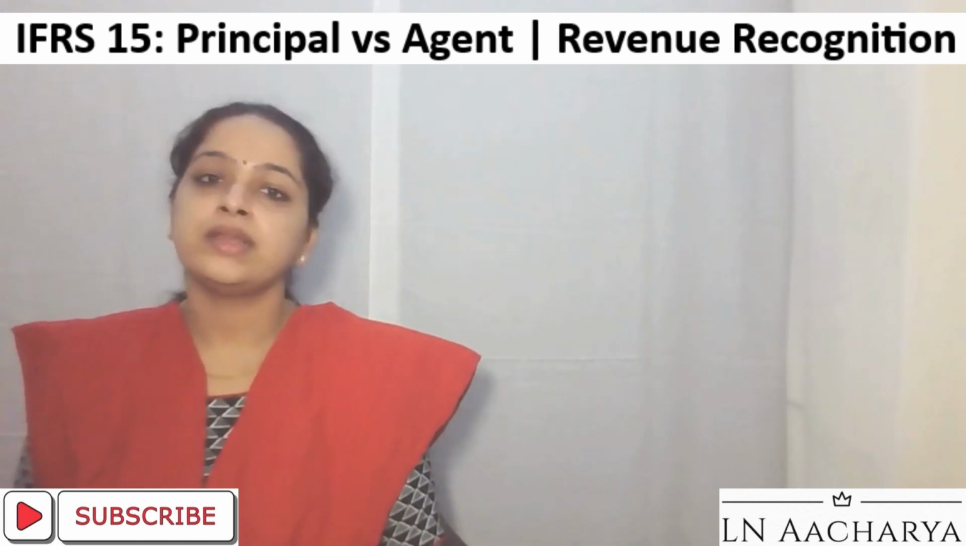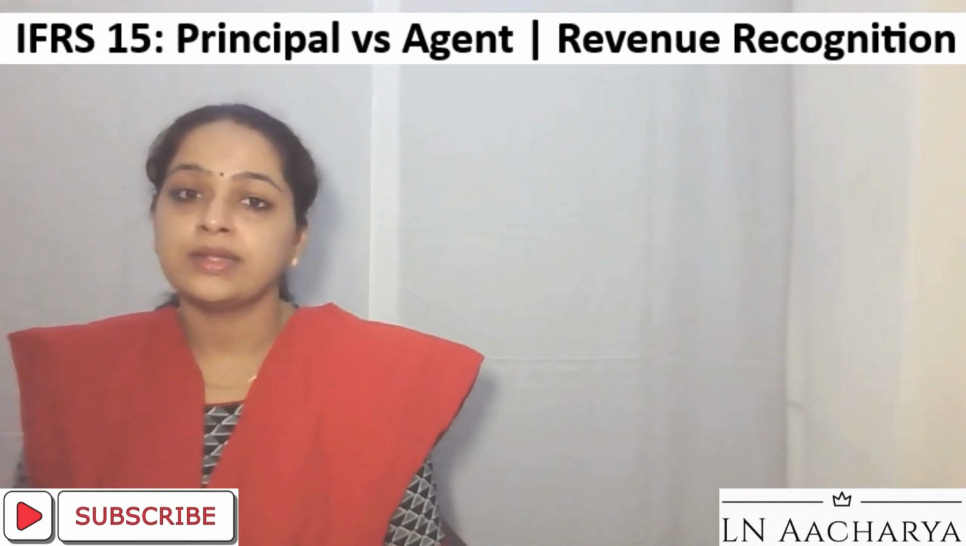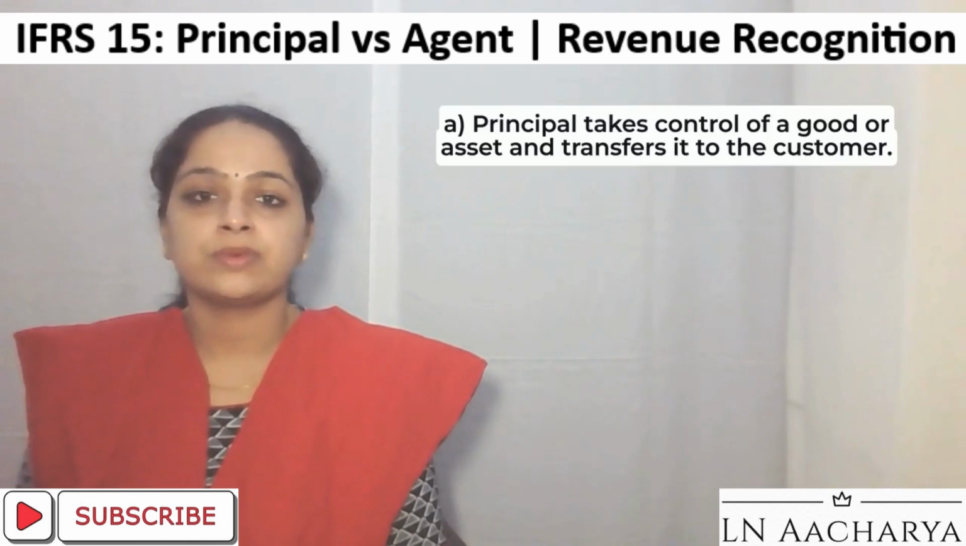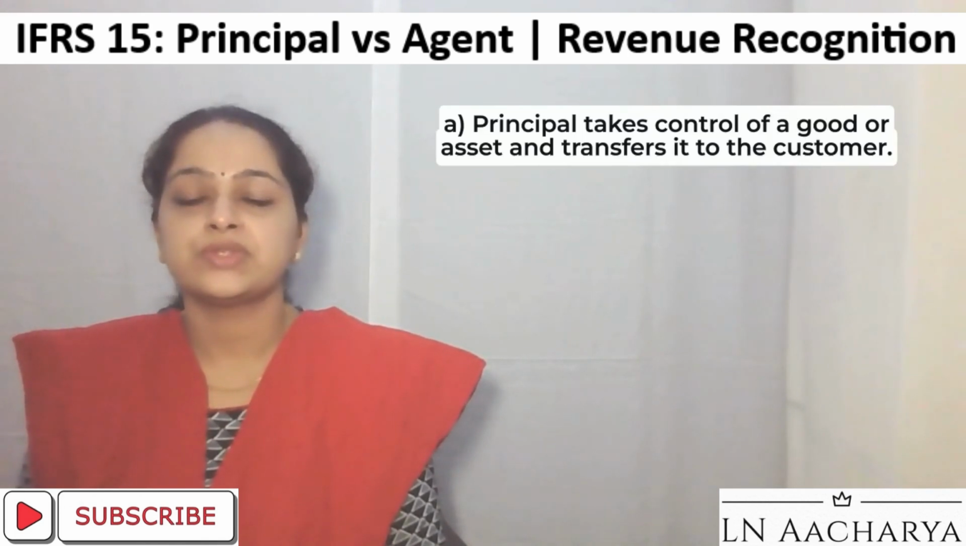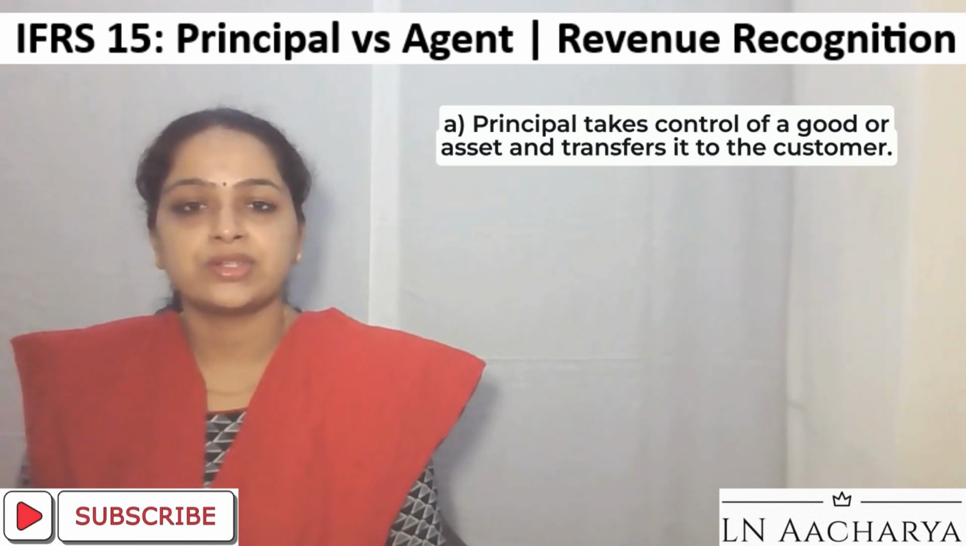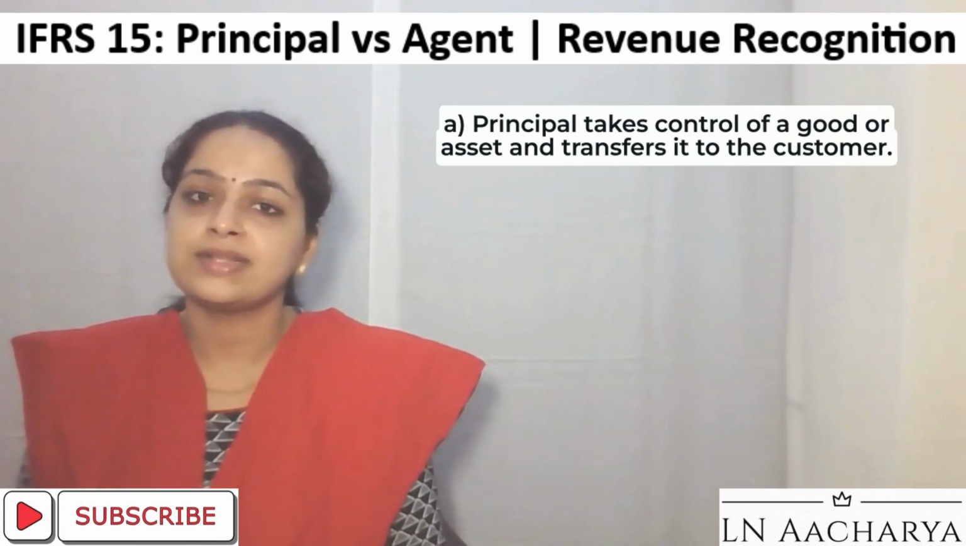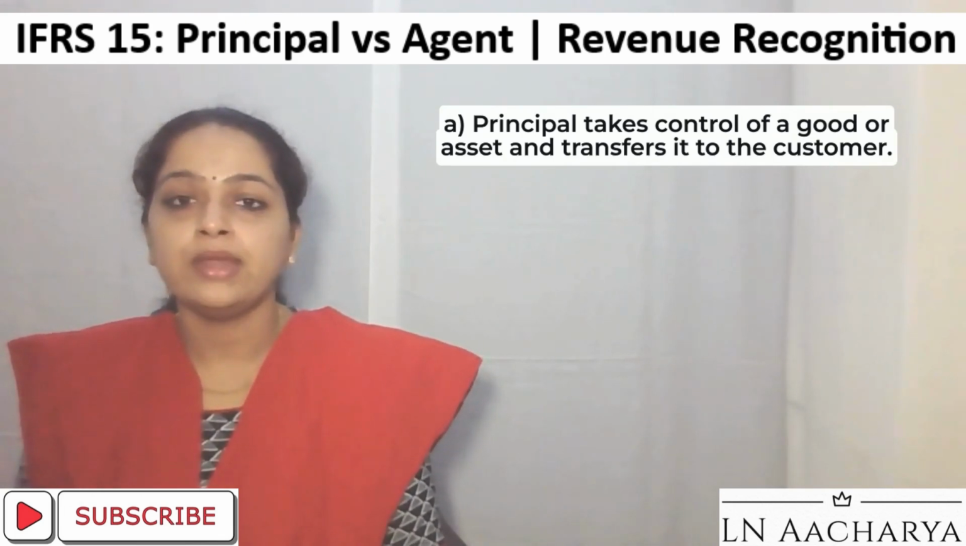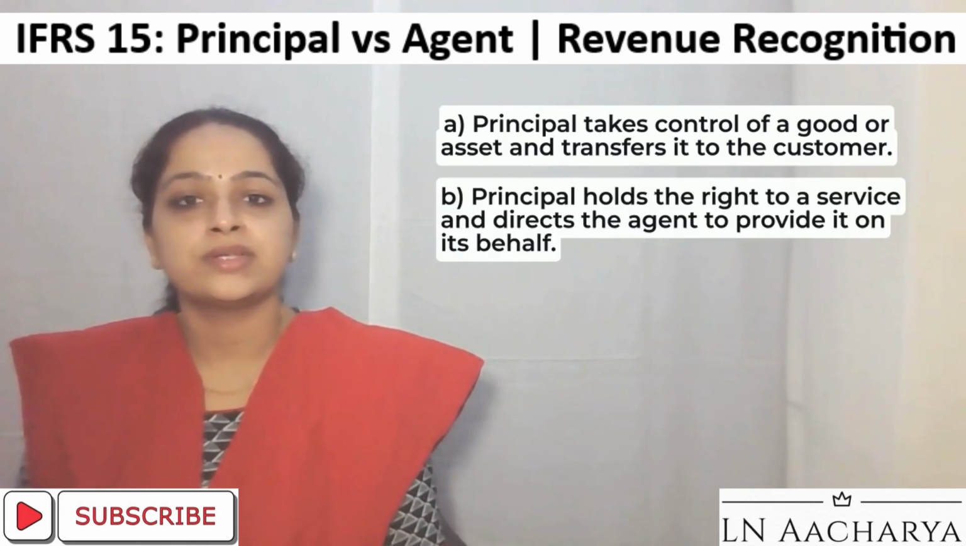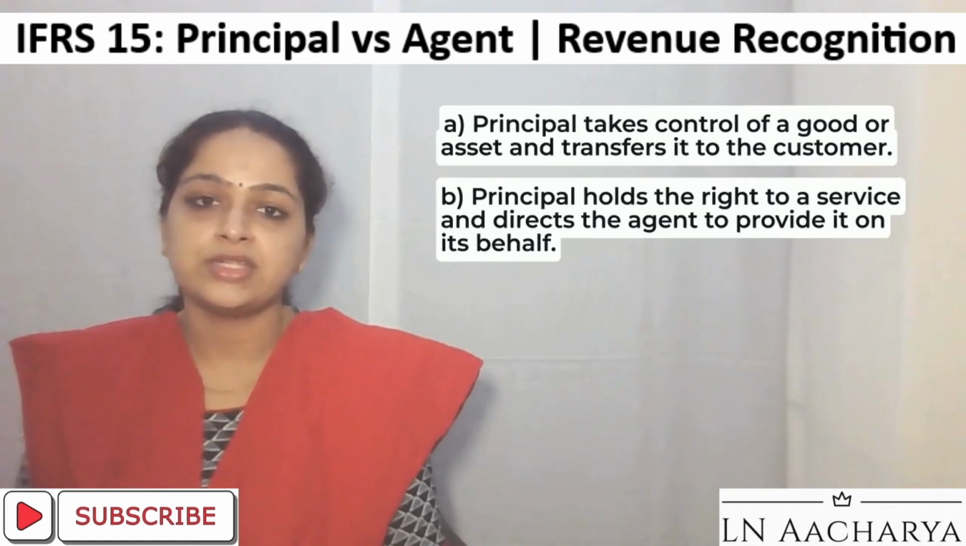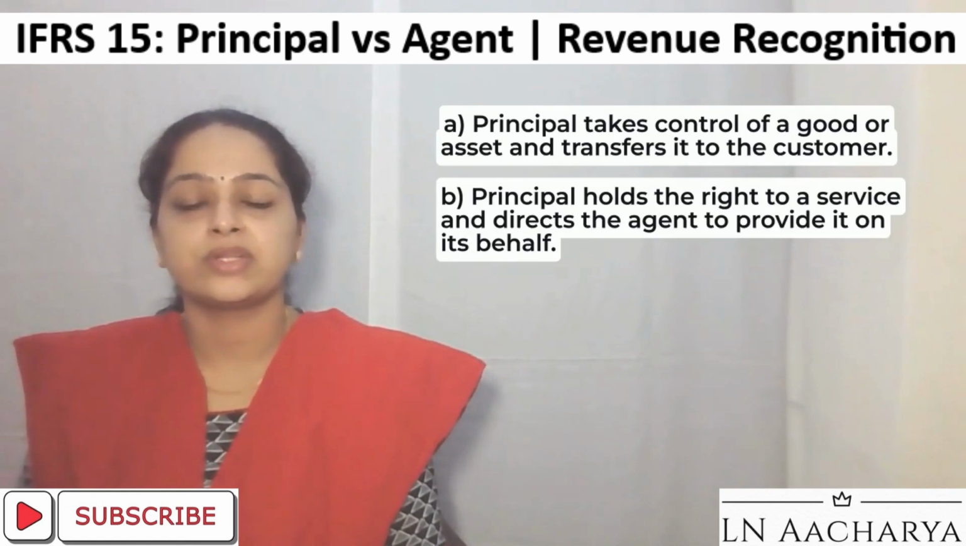If another party is involved in the supply of goods to the customer, the principal entity retains control over the transaction in one of the following ways. A. The principal takes control of the goods from the other party, which it then transfers to the customer. For example, a retailer who buys furniture from the manufacturer takes control of it and then sells directly to the customer. B. The principal holds the right to a service to be performed by the other party, allowing the principal to direct the agent to provide the service to the customer on its behalf.